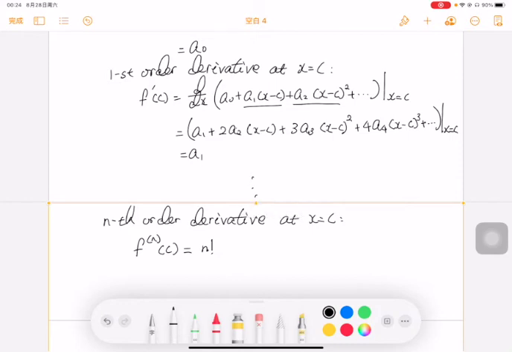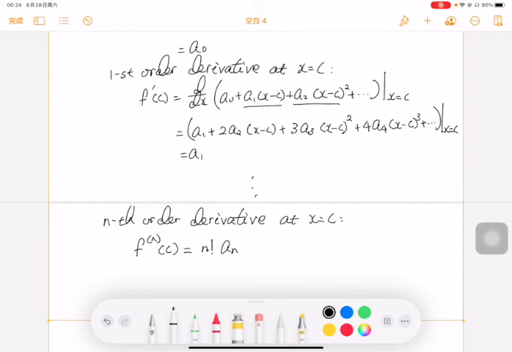N factorial times a to the n. So you can visualize it like this. If you take the second order derivative, then you're taking one more order of derivative on top of this, and then the a1 disappears, right? Because if you take the derivative of a1, you get 0. And if you take a derivative of the second term, you get 2 times a2, so 2 factorial times a2.